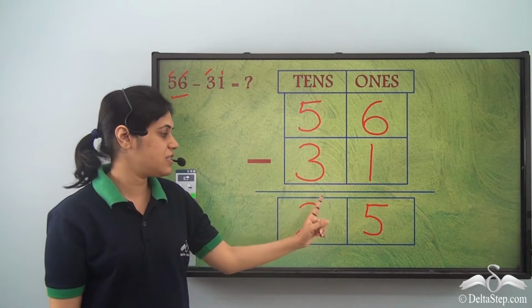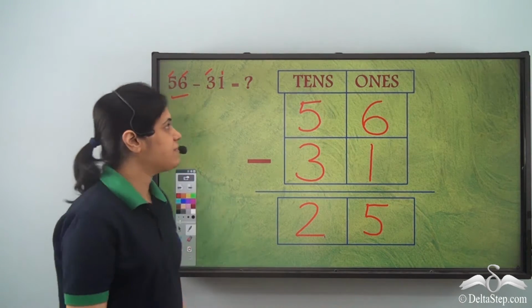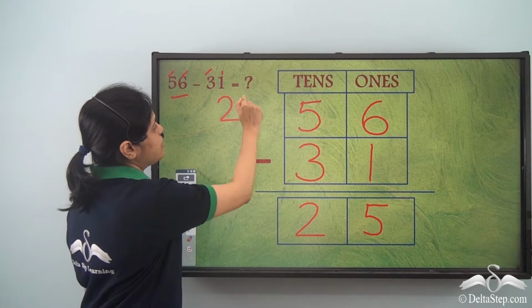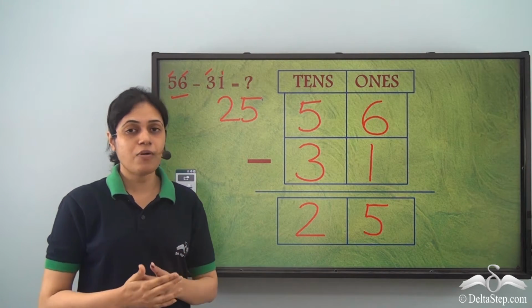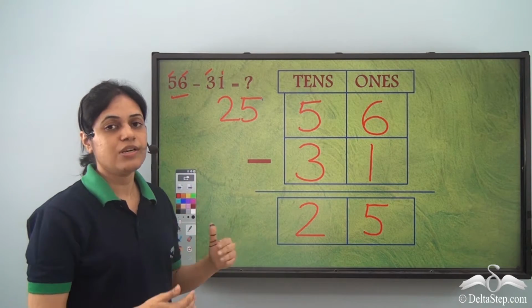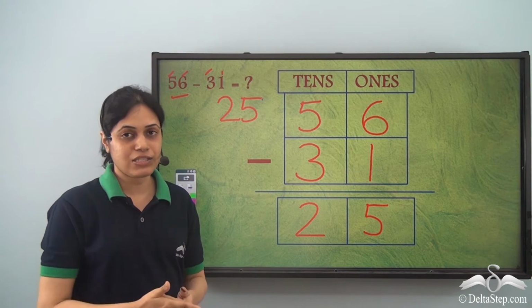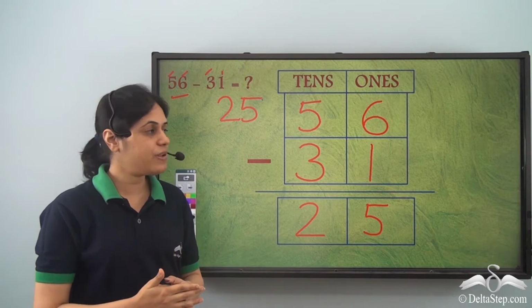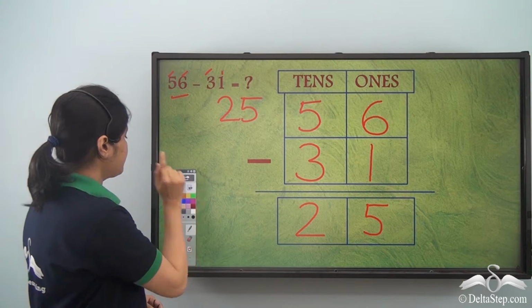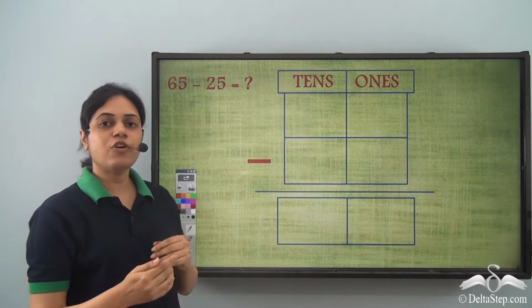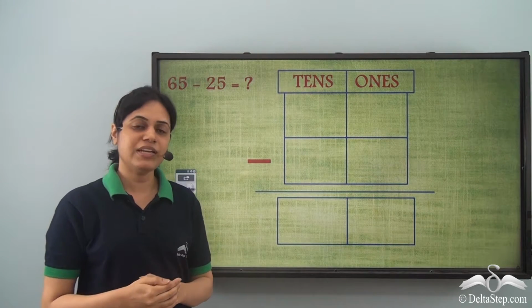56 minus 31 gives me 25. So the answer is 25. So see, you have performed such a huge subtraction, 56 minus 31, in such a simple way using this method. So try out this one on your own and see whether you can get it correct.